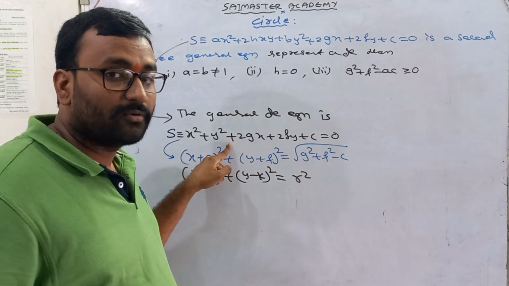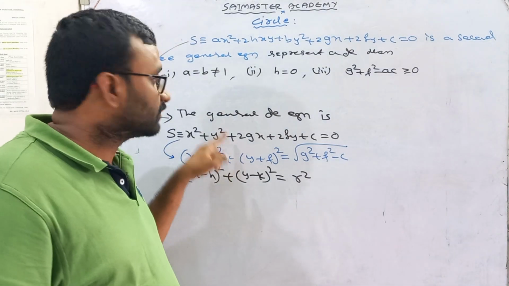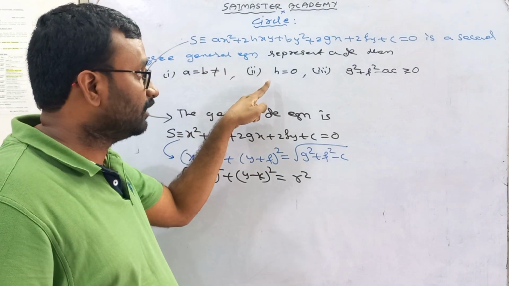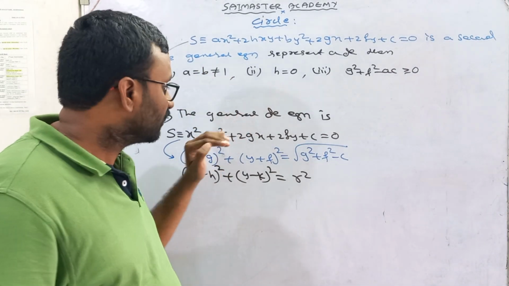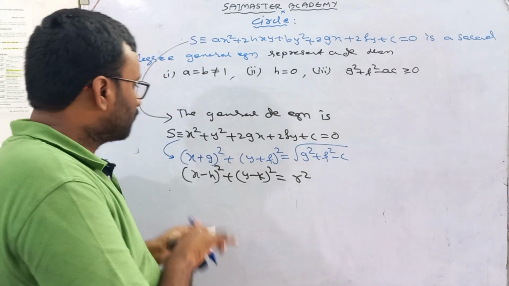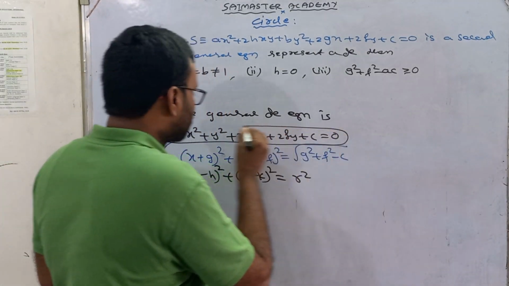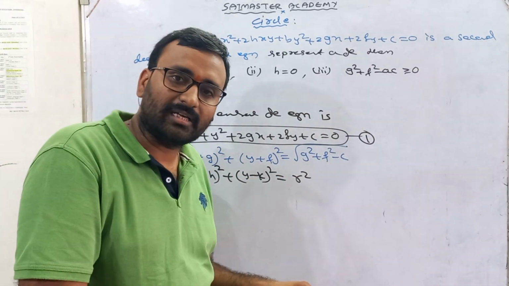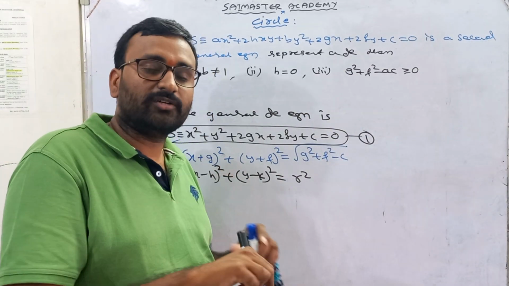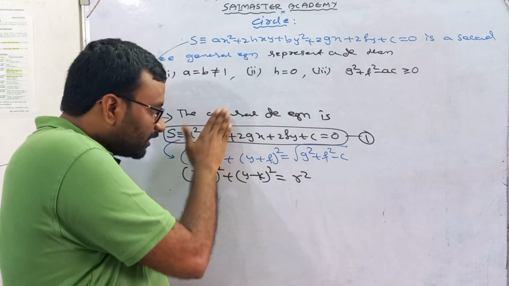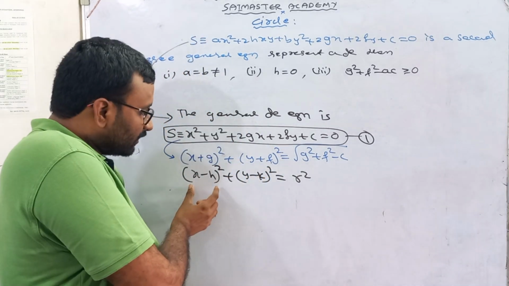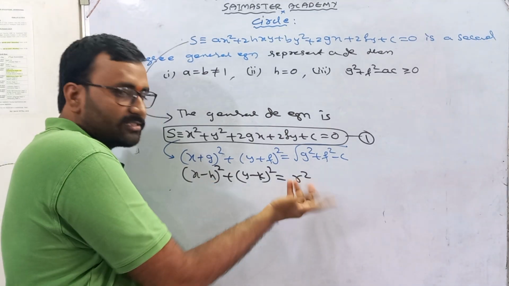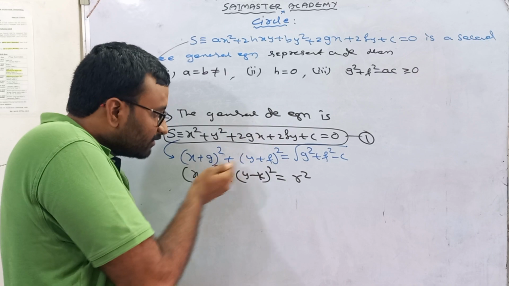We already discussed that a general second degree equation represents a circle when these conditions are satisfied. We have the general circle equation. Give a box, this is the general circle equation. Since this is a circle having center and radius, to find the center and radius we are converting it into this form. Why? Because if you have this form, you can easily say the center is h comma k and the radius is r.